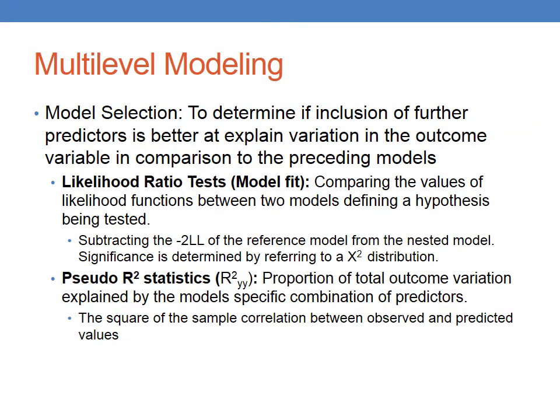So since we're constructing multiple models, we actually have to determine which model best explains the data that we're looking at. So this is the model selection step, and this simply involves using likelihood ratio tests, and this is determined by subtracting the -2 log likelihood of the reference model from the nested model, and then determining significance by referring to a chi-square distribution. We can also look at pseudo R-squared statistics to determine the amount of variation explained in each model as well.